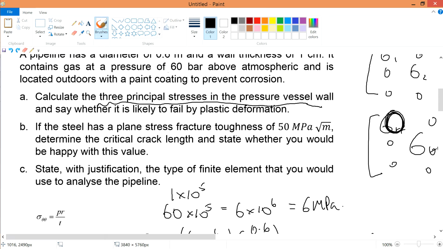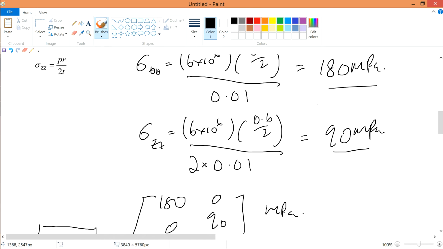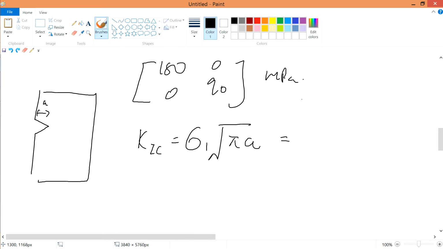Next, if the steel has a plane stress fracture toughness of 50 MPa square meter, then you find the critical length. How do we do this? If you remember way back in the videos, K_IC, which is your fracture toughness, is equal to sigma 1 times the square root of pi a, where a is your crack length. We know that our fracture toughness in this case is 50 MPa square meter.